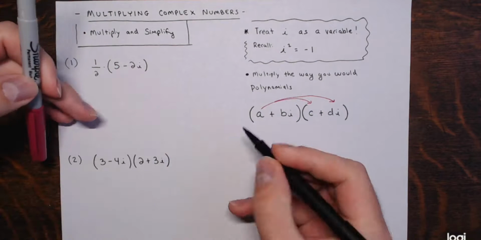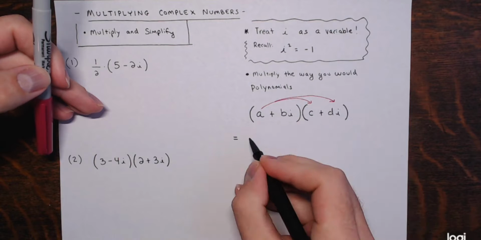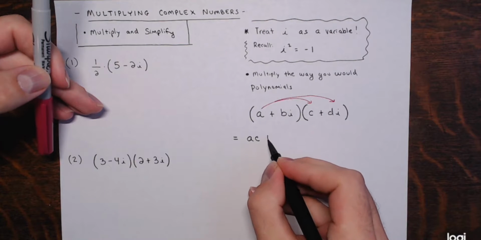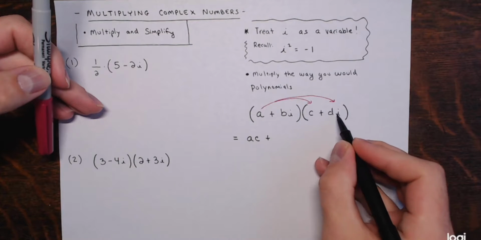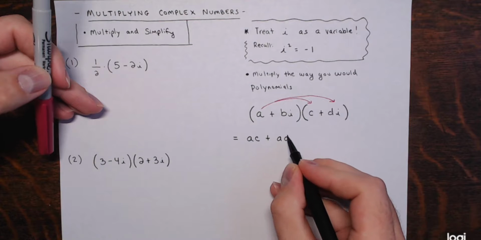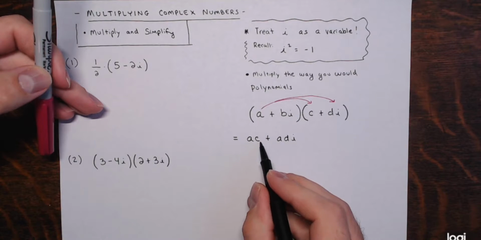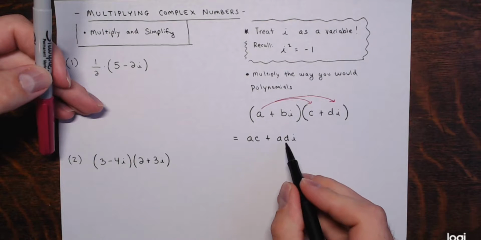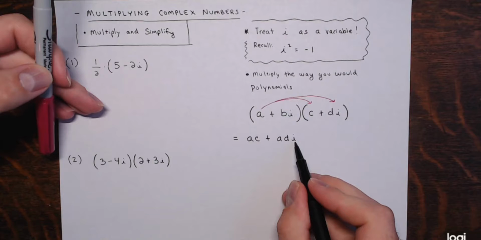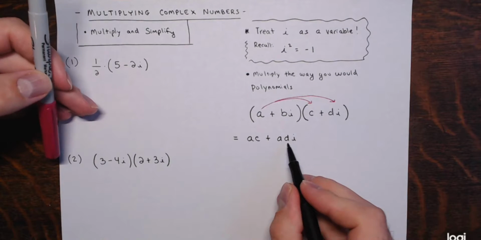and we would get a times c plus a times d times i, right? So a times d times i. So again, real number, a times c, there's no i attached, plus here's an imaginary number, right? a times d are real, but then you have times i, which makes it imaginary.